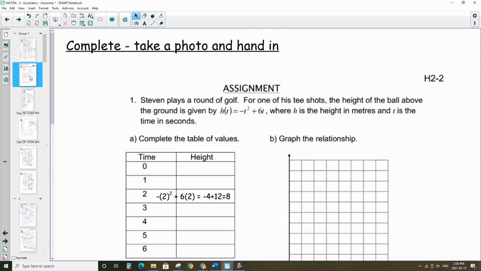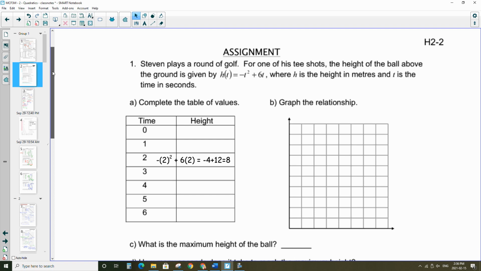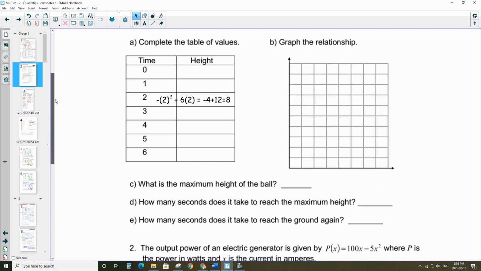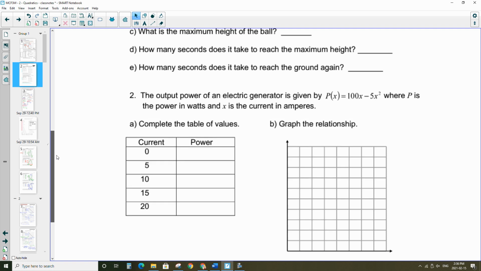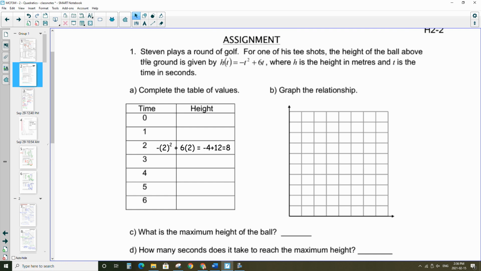You're going to be completing the next page, so H2-2, and there's a couple examples here. One's a golf example, and the second one is for the power output of an electric generator. Be careful with the first one. It's negative t squared plus 6t when you're substituting your values of time in.